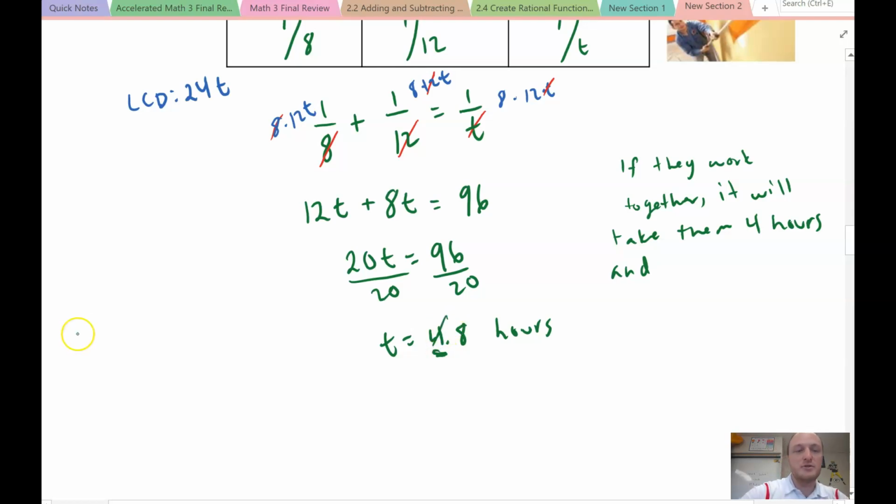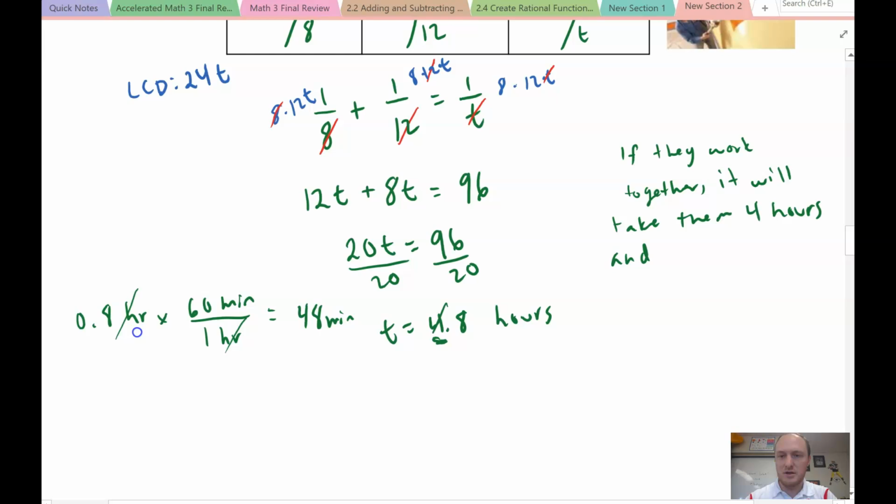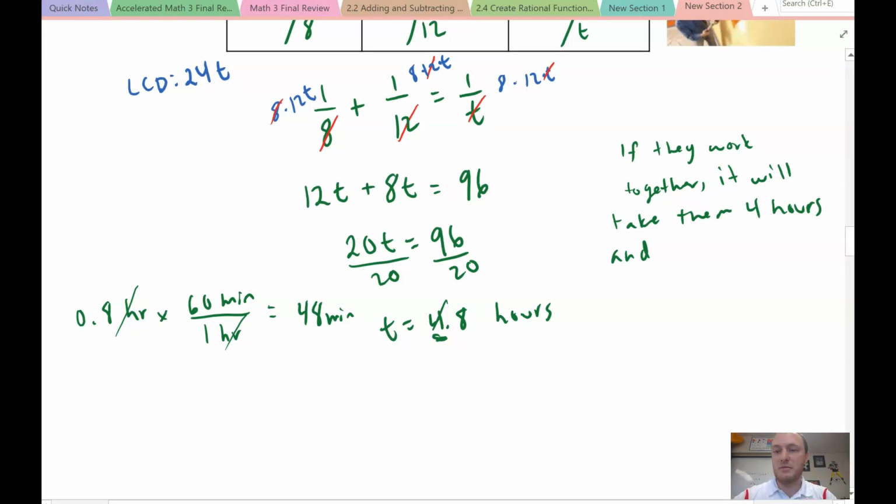Okay, so what I want to do is take 0.8 hours, and I want to multiply by 60 minutes. I want to convert from hours to minutes, okay? So my hours cancel, and when we multiply 0.8 times 60, we get 48 minutes. Okay, so it will take them 4 hours and 48 minutes to paint the room.